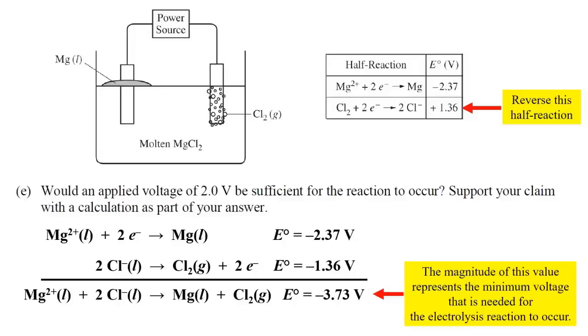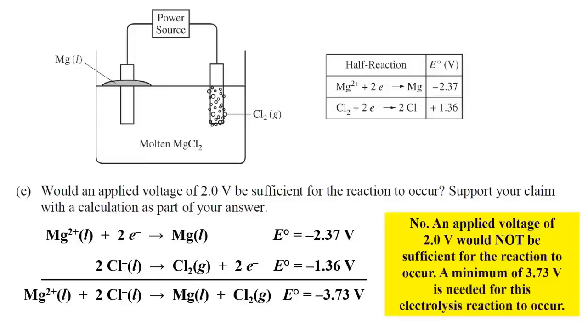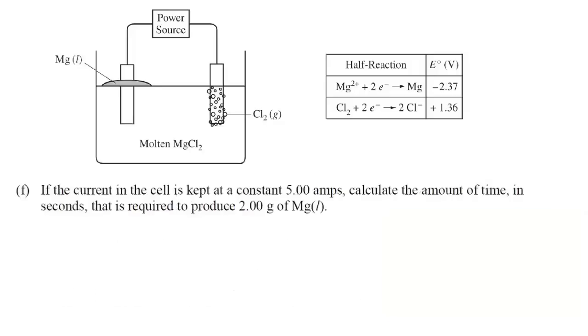So we've just done a calculation that the cell potential for the overall reaction that occurs in this electrolytic cell is negative 3.73 volts. That 3.73 represents the minimum voltage that is needed for this electrolysis reaction to occur, so the answer is no. An applied voltage of 2.0 volts would not be sufficient for the reaction to occur. And as you can see from the calculation, a minimum of 3.73 volts would be needed for this electrolysis reaction to occur. All right, now let's take a look at part F.